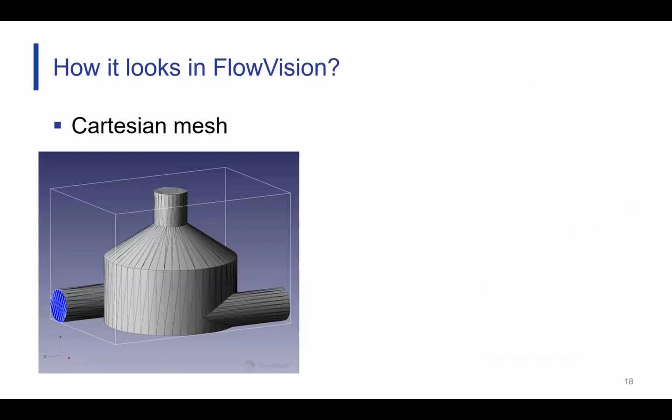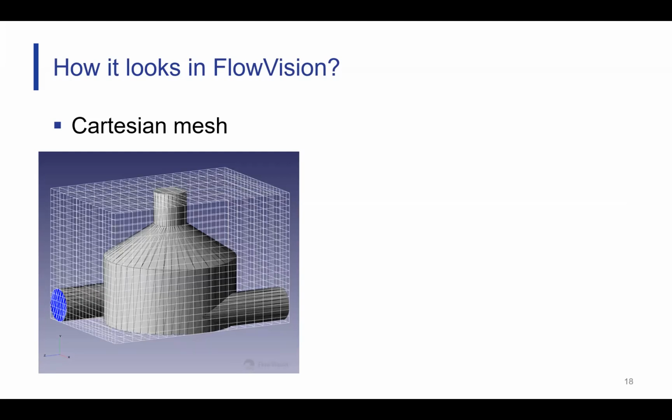So let's address those problems. Let's avoid having lots of cells in regions that don't need it. One thing that we can do is mesh in two stages. This is what FlowVision does. We have an initial mesh. This is where you're going to be splitting the domain into equal blocks of volumes. These are all equal boxes.